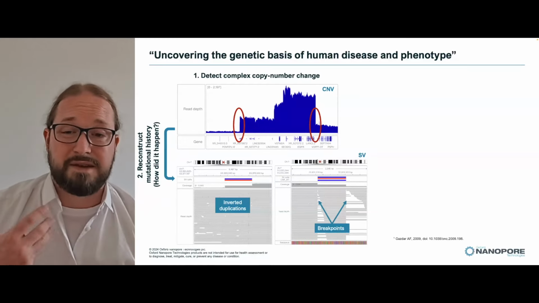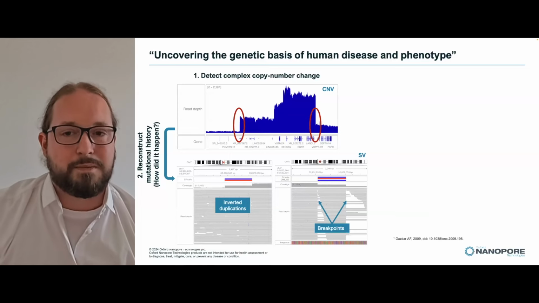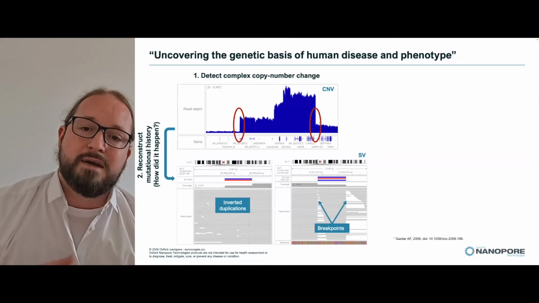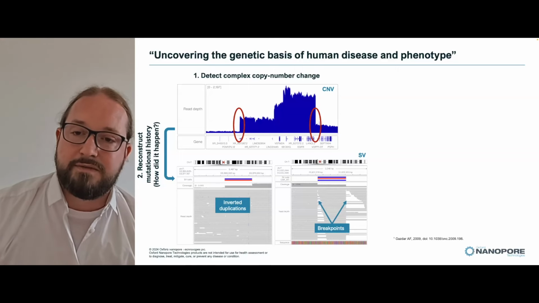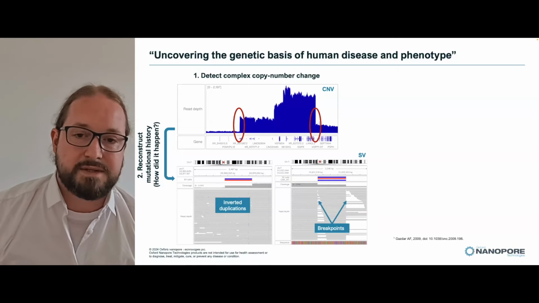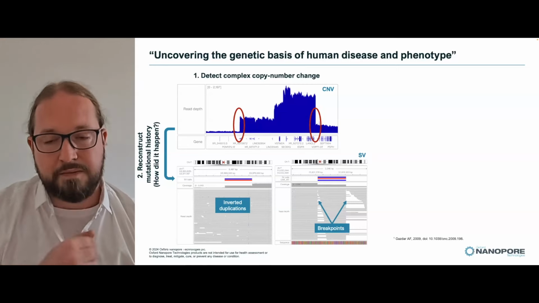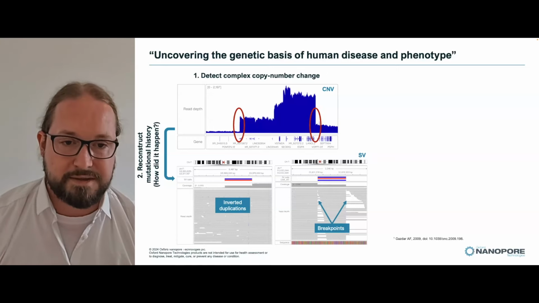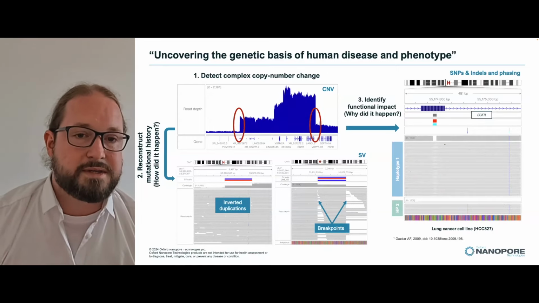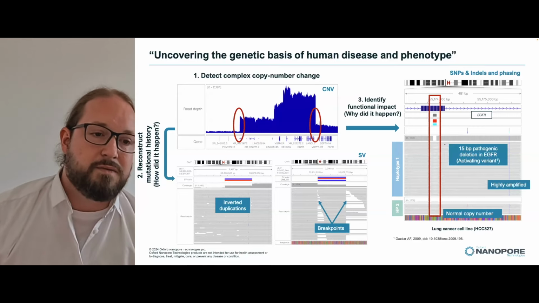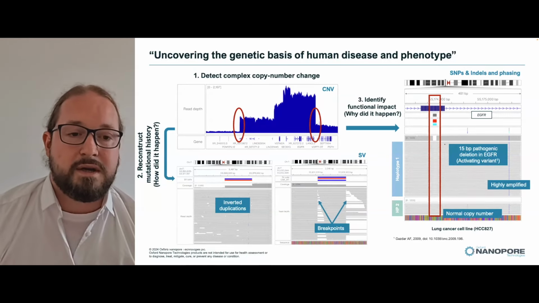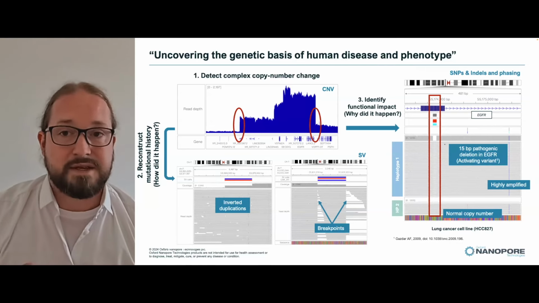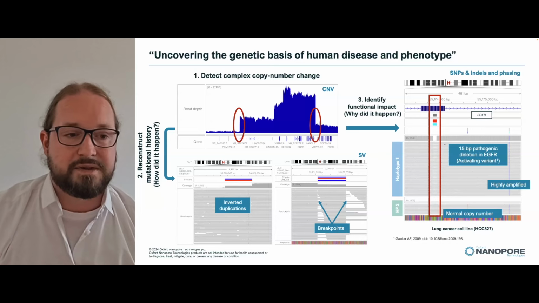But that's not everything. The next question is, why is this region amplified? Can we find anything that would give us a hint of why such an amplification would be beneficial to this cancer type or this cancer cell line? So what we did is we screened these amplified regions for SVs and smaller SNPs and indels. And what we found was this 15 base pair deletion in one of the exons of EGFR. And this variant is actually a known activating variant. So, simply put, it's beneficial for the cancer.